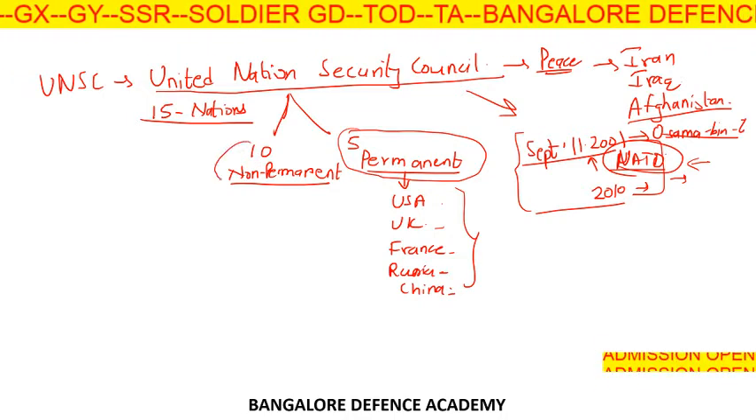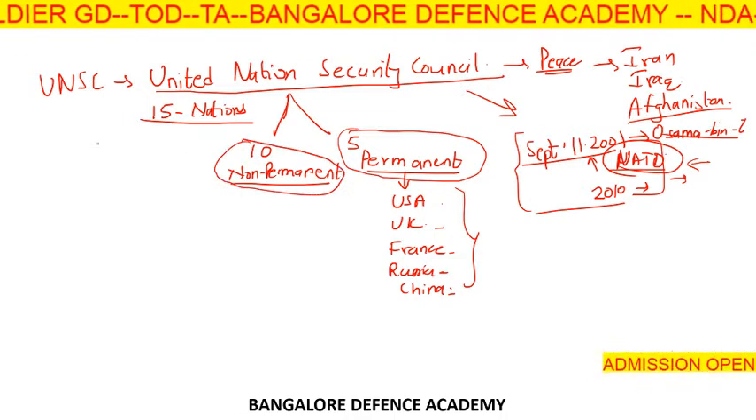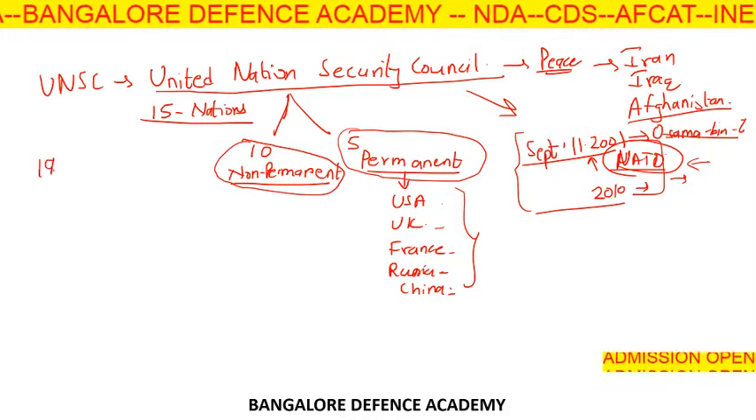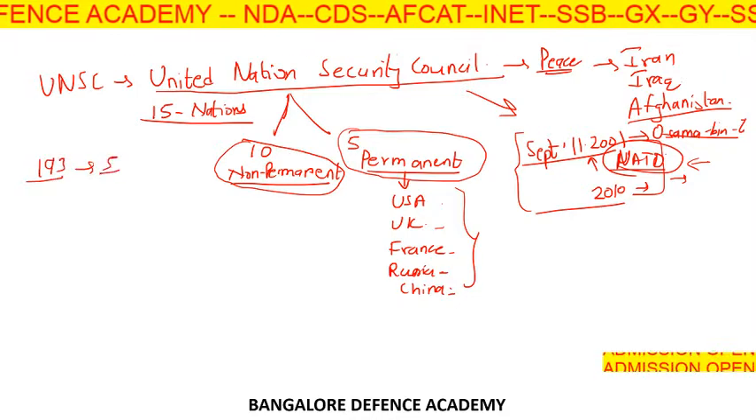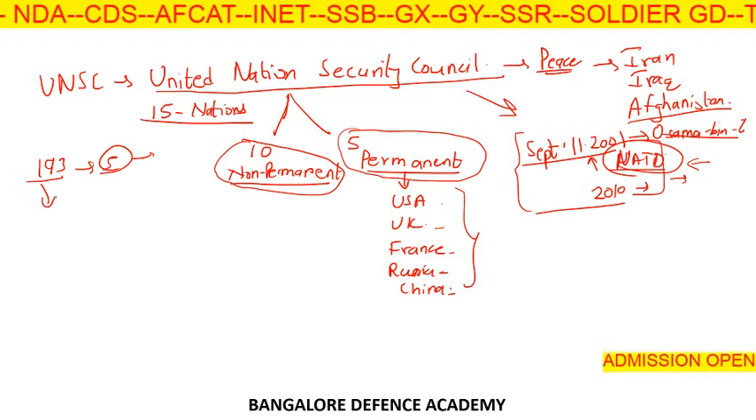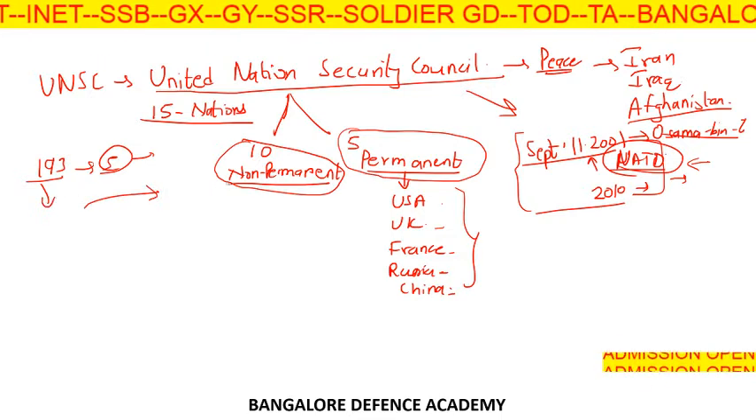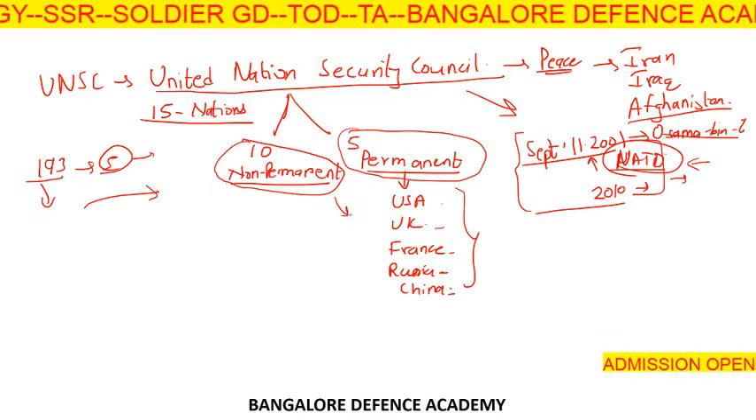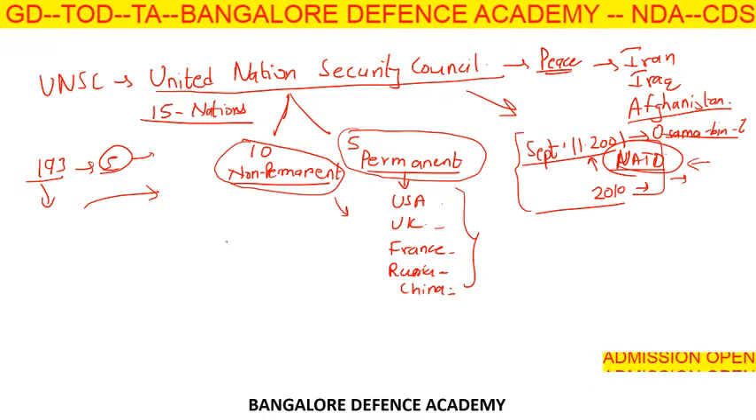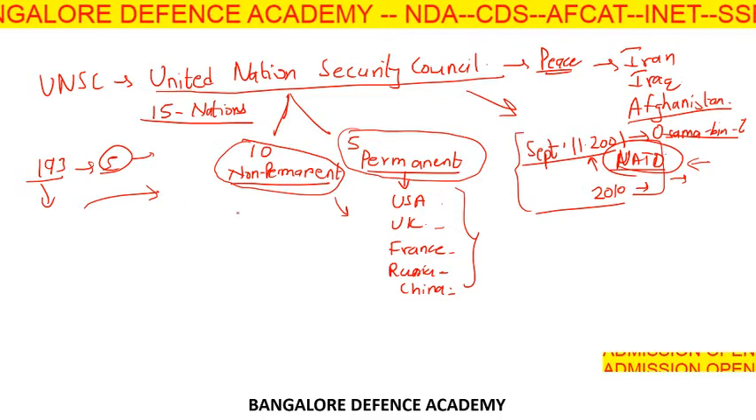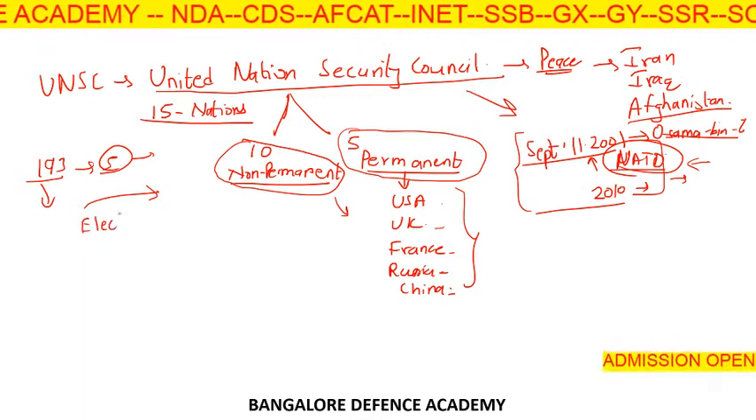Now here there are 10 non-permanent nations. What do these 10 non-permanent nations mean? Out of 193, 5 nations are already permanent nations. So the rest of the nations will get a chance to be a non-permanent nation and be a decision making body, whatever they are going to decide. So what is the criteria? First, there will be an election.